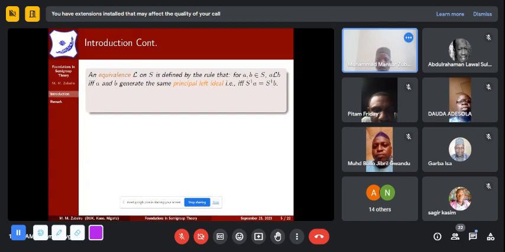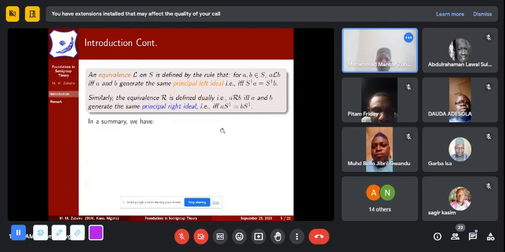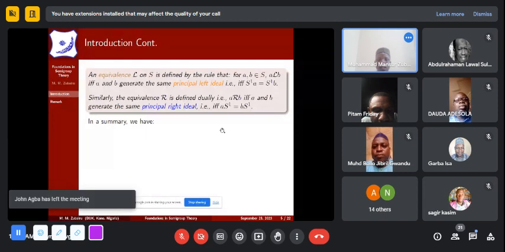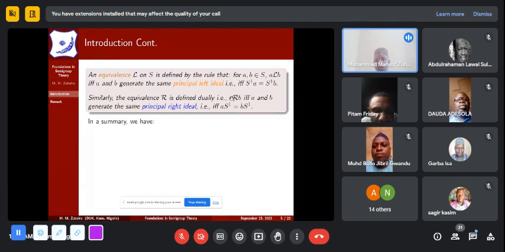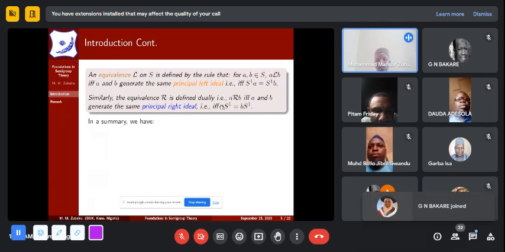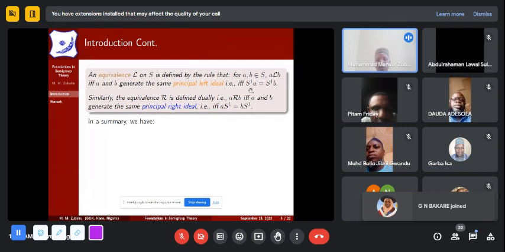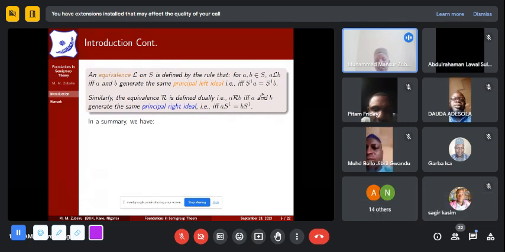Similarly, the relation R is dually defined in a similar manner. That is, two elements A and B in S are R related if they generate the same principal right ideal generated by A and B. If they generate the same principal right ideal, we simply say A and B are R related.